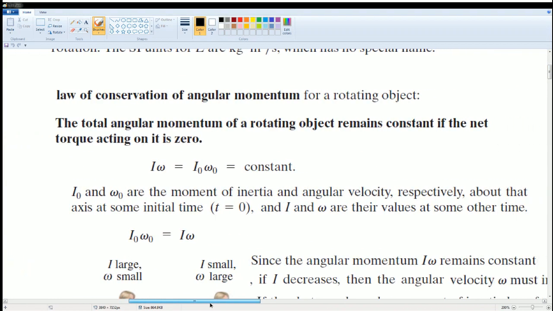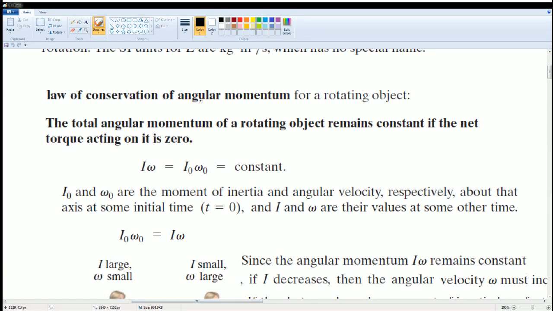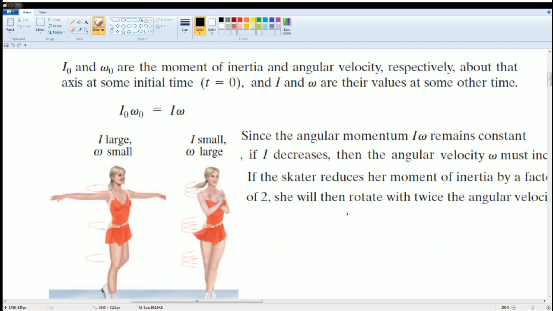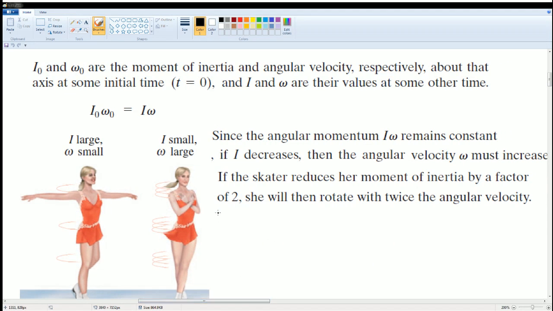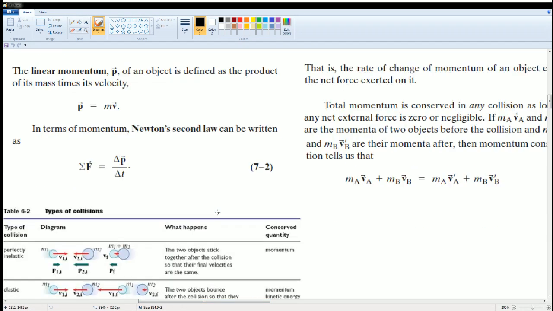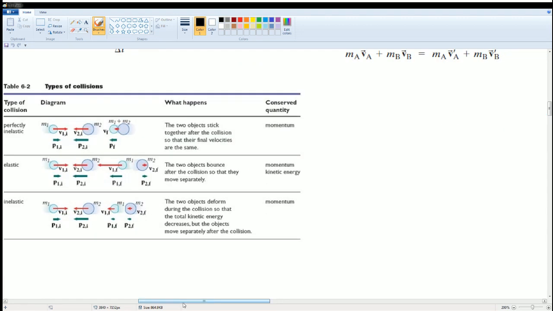What you could say here is the law of conservation of angular momentum for a rotating object. The total angular momentum of a rotating object remains constant if the net torque acting on it is 0. So if it turns, the torque is 0. Initial angular momentum is going to be equal to final. There's something very elegant about that we're going to talk about later. But to review what linear momentum is, same thing, p equals m times v. You should already know this.